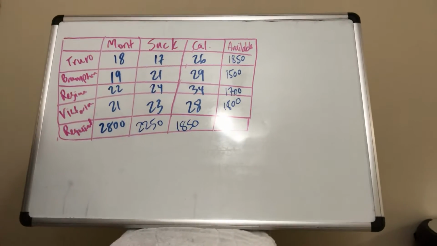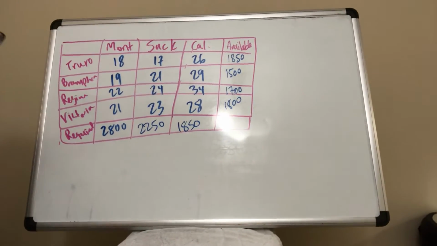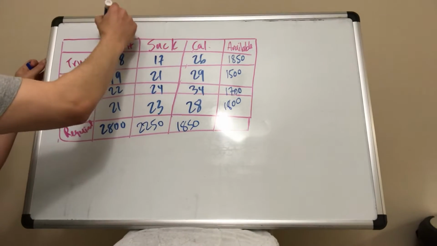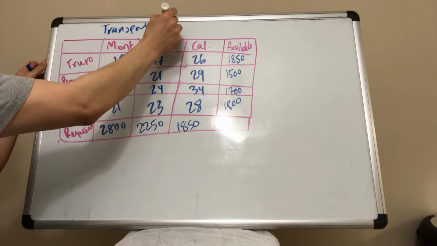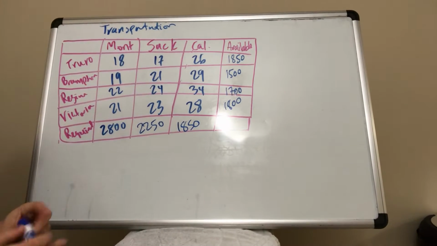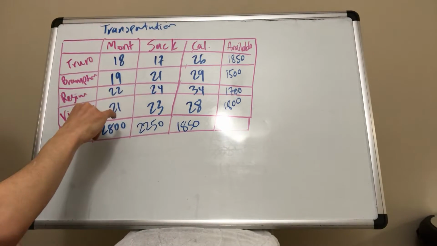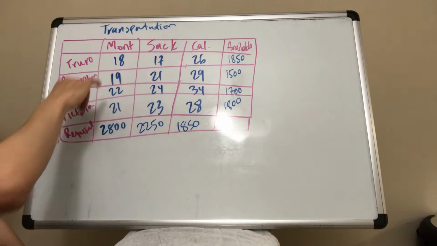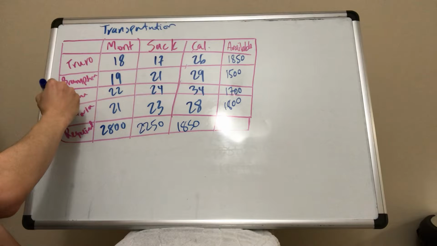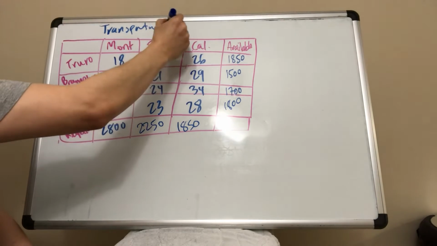Okay, this is question 3. It's called transportation. Again, it's one of the major questions. There are 4 cities. There are 3 cities here. You go from these cities, this is your from, and this is your to.